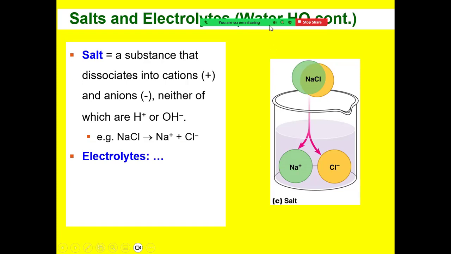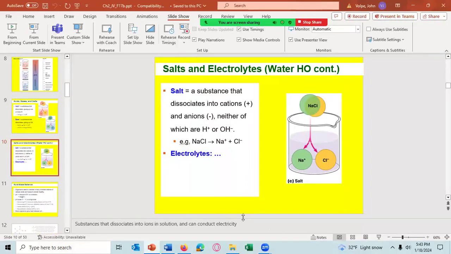All right, let's talk about salts and electrolytes. A salt is a substance that disassociates into cations, meaning a positively charged ion, and an anion, meaning a negatively charged ion, neither of which are H plus or OH minus. For example, sodium chloride, table salt, can disassociate into sodium ions and chloride ions, and this is a salt. However, magnesium chloride, which will disassociate into magnesium plus two and two chloride ions, is also a salt. Any questions about that?